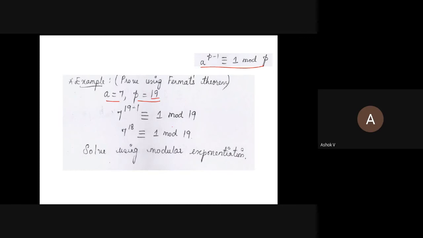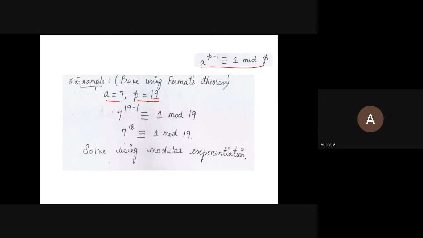Co-prime. So when you are taking the GCD of 7 and 19, it should be 1. That's what we call co-prime or relatively prime. If it is 1, then we apply the values into Fermat's theorem: a power p minus 1 is congruent to 1 mod p.